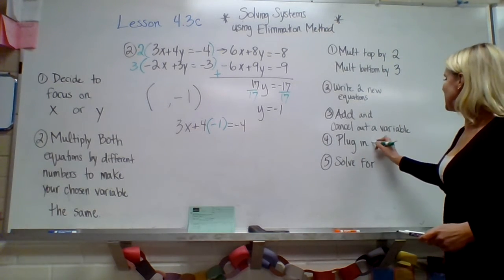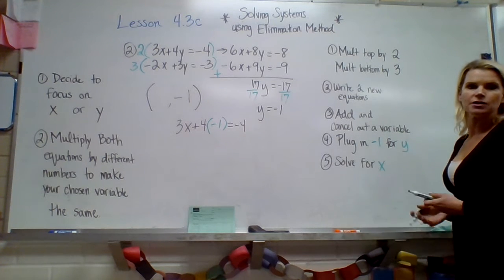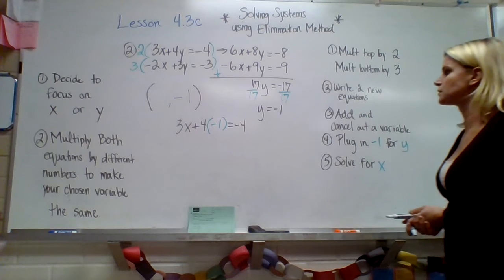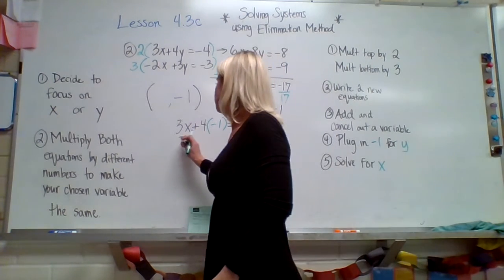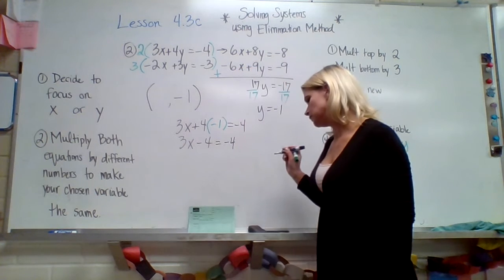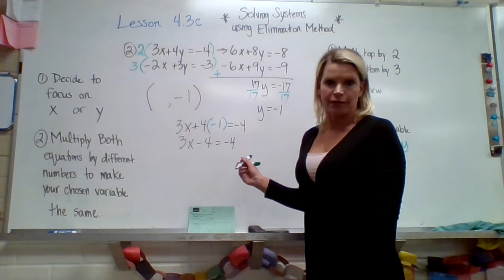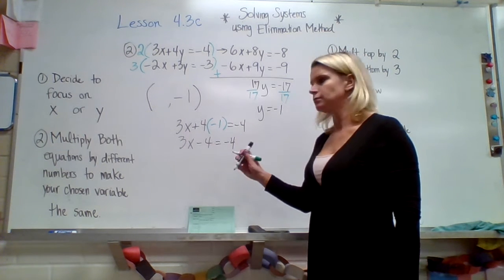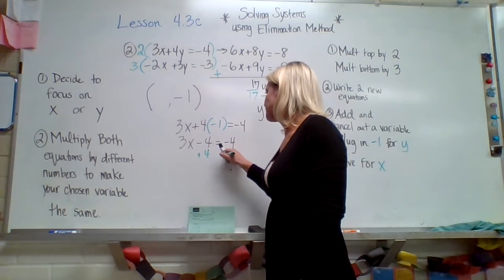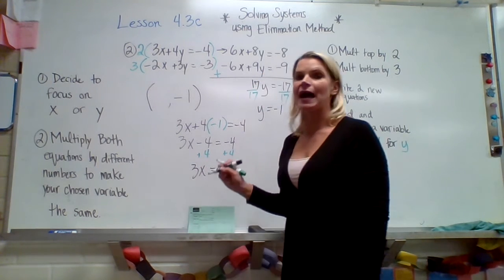Okay, so what I did on my steps is I plugged in negative 1 for y, and then I solved for x. So that's what I'm doing right now. I'm going to solve for x. 3x minus 4 equals negative 4. Get the 4's together. They are like terms. Add 4 to both sides. 3x equals 0.